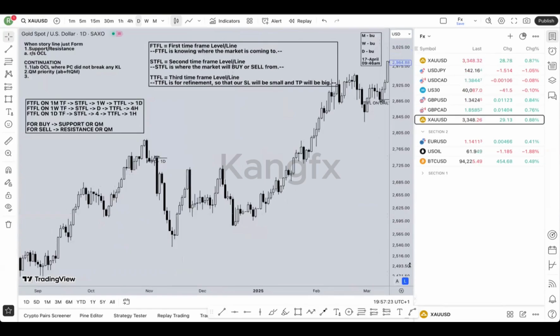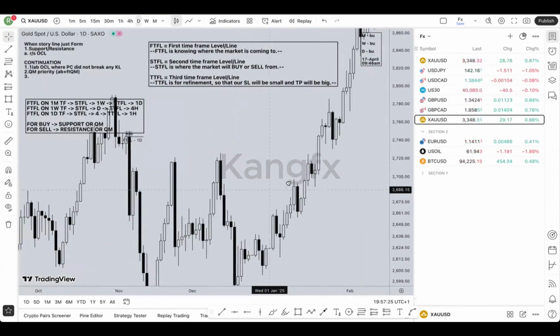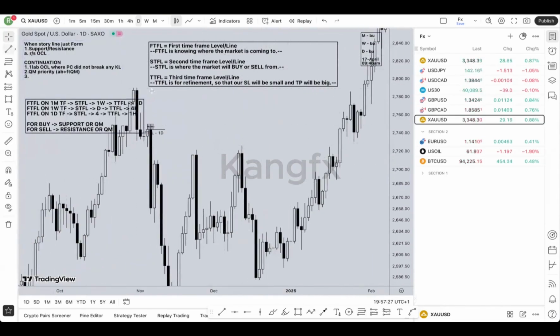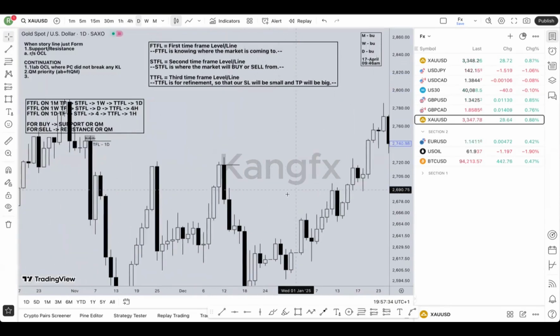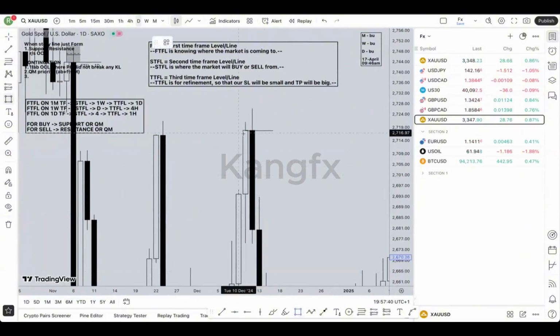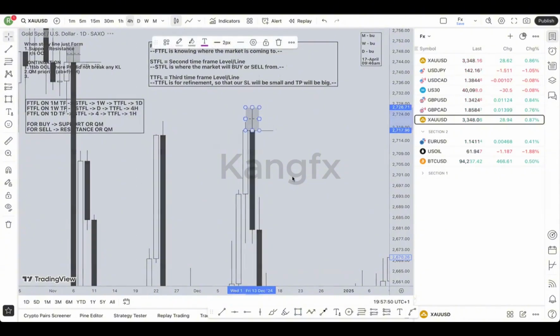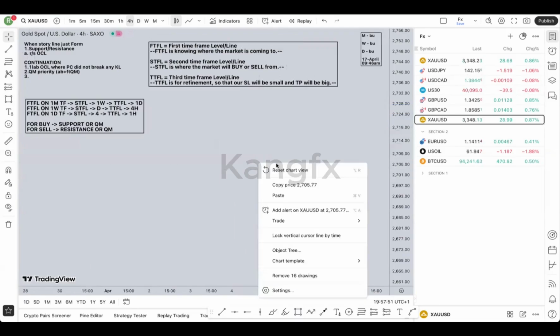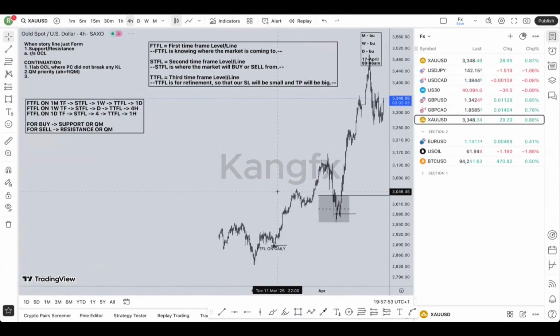Let's say we have a storyline that is set and we have this resistance. If I mark this resistance, then I want to go down. I'm expecting the market to come here and I want to sell. If I mark that resistance, then get my rectangle box, mark it to here, extend it one more step, then take it to the highest wick. I go down to 4 hour because our FTFL is on daily. I'm going to 4 hour for the STFL.